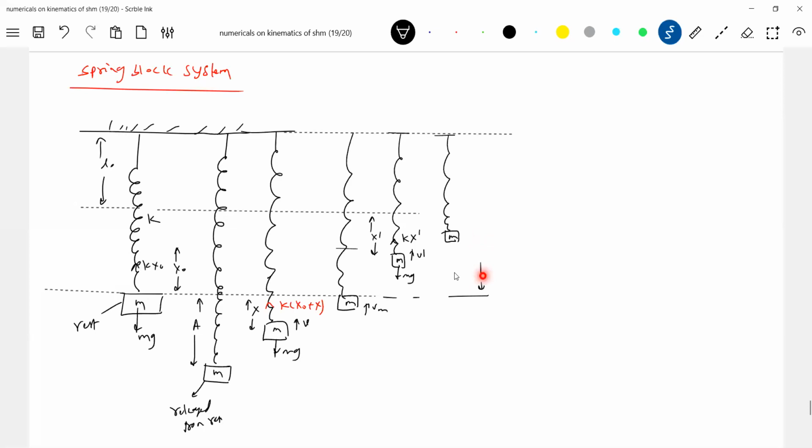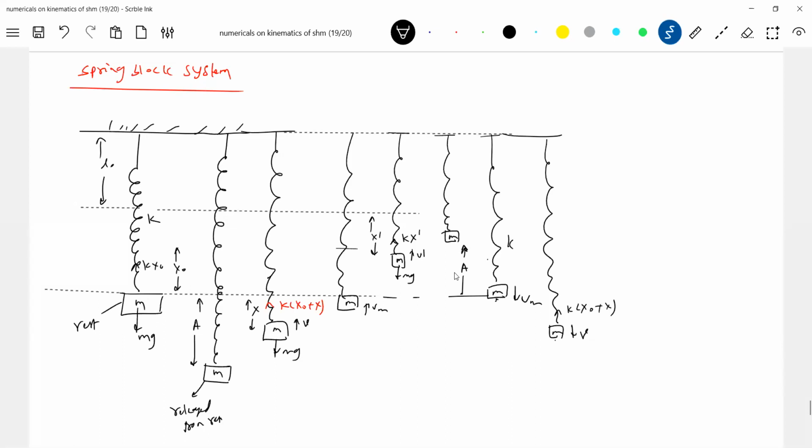So again, after this position, the block will come back to the mean position. It will have maximum velocity. So I agree, this is one sequence that will happen. K x naught plus x here, mg, it will undergo retardation. So this will be one oscillation.